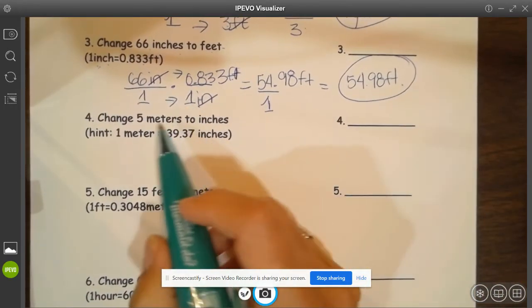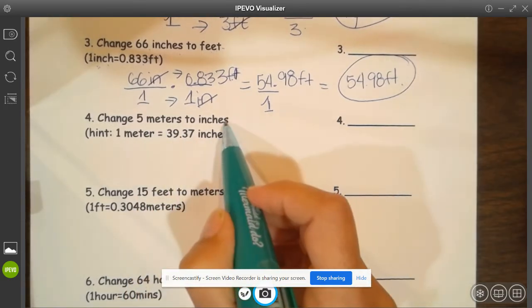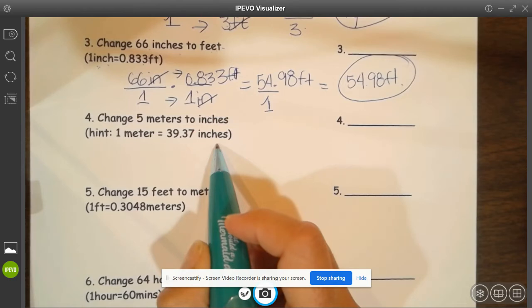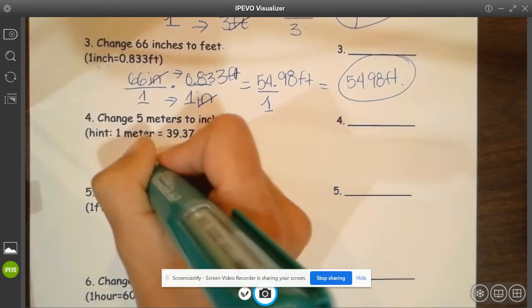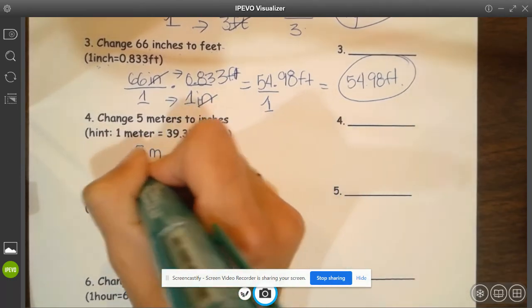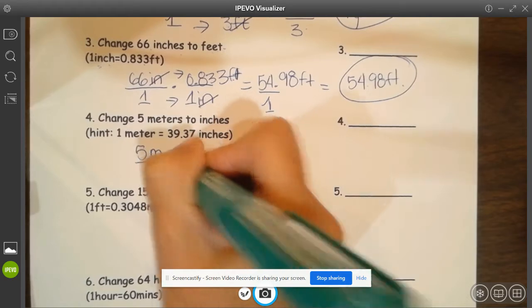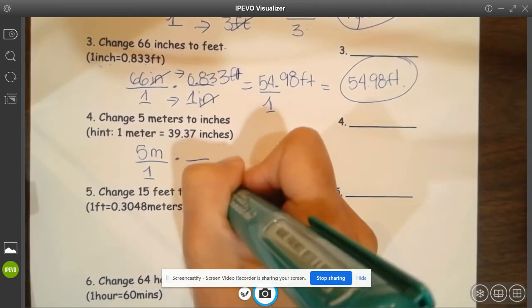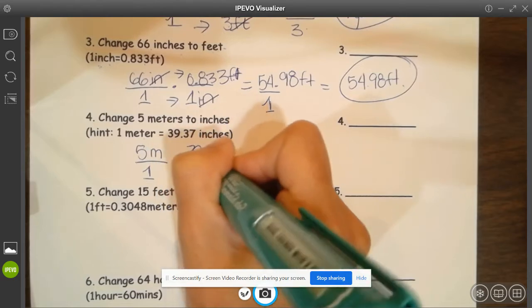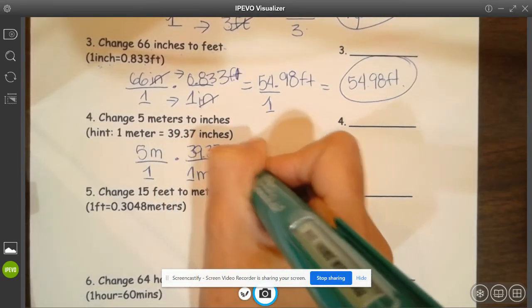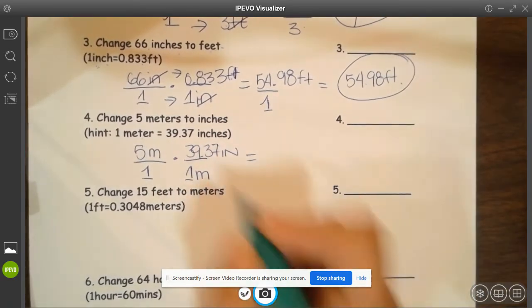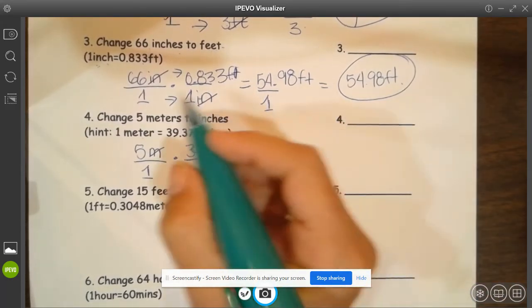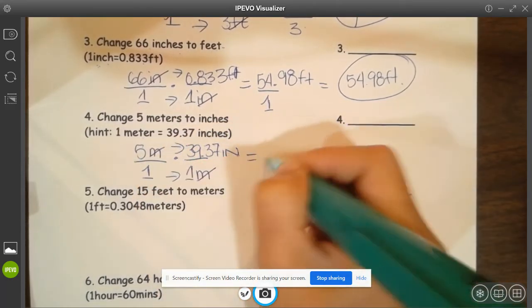So it says, change 5 meters into inches. And I know that 1 meter is 39.37 inches. All right, so that's all I need. So that's 5 meters over 1 times, and then I'm going to put meters on the bottom. So that's 1 meter equals 39.37 inches. And then I'm going to cancel my units that I don't want, and my answer will be in inches. So I'm going to multiply across.